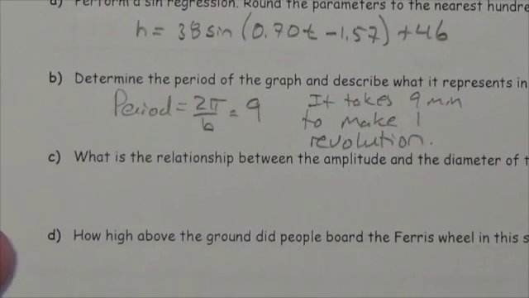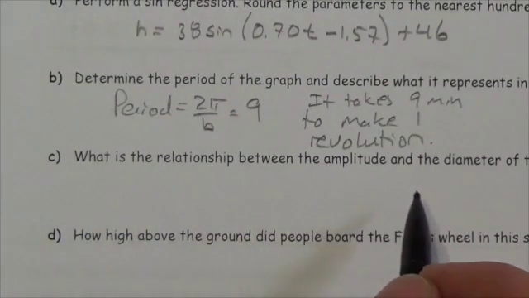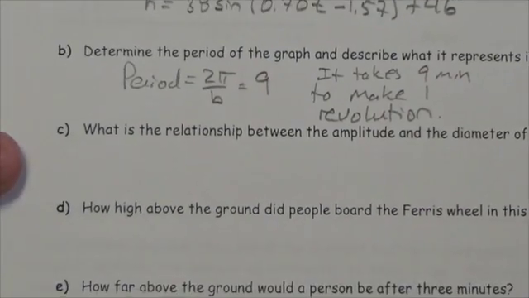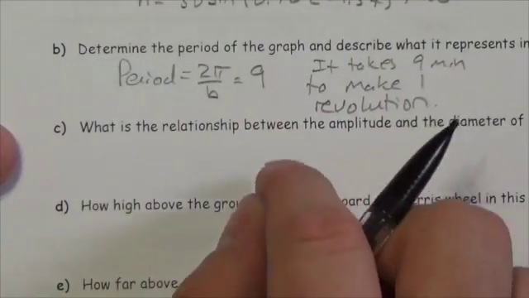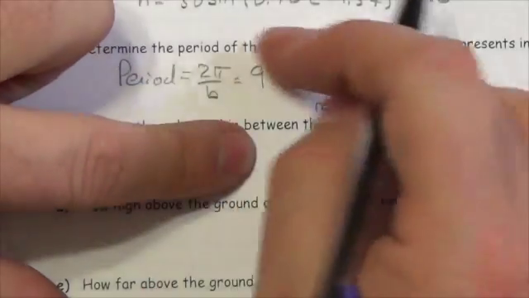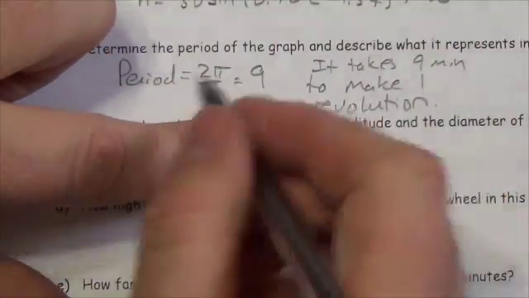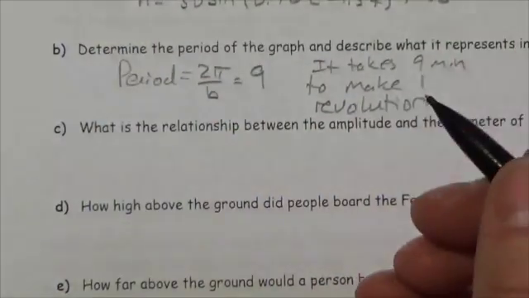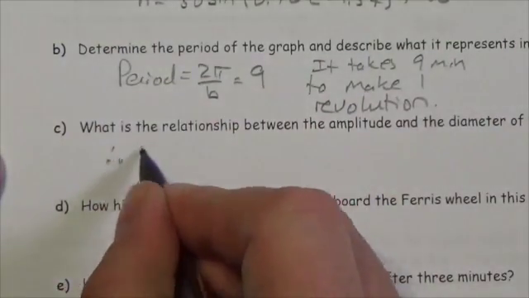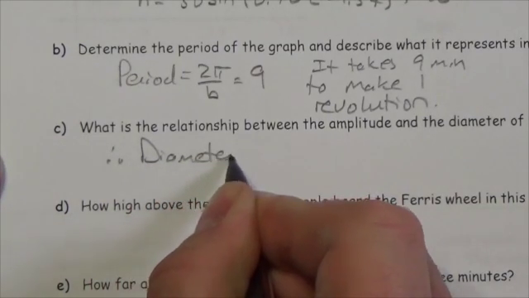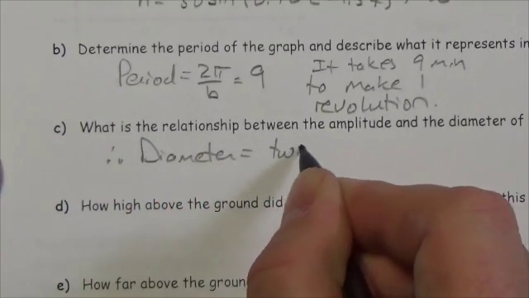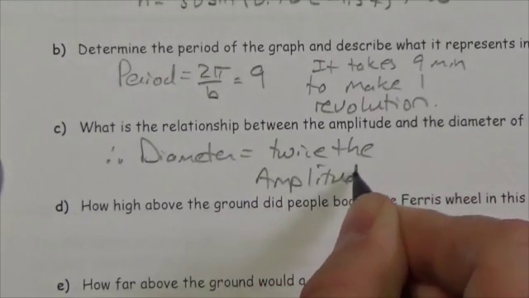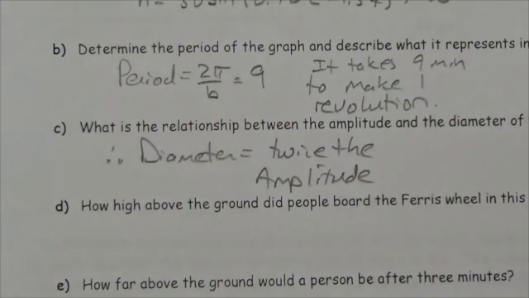All right, good. Now, what is the relationship between the amplitude and the diameter? Well, I don't really even need the equation to tell you this right here. Remember what amplitude is. Amplitude is the distance from the center of the motion to the top, or the center of the motion to the bottom. Now, if you think of a wheel, center to the bottom, center to the top, that's the radius. So therefore, the diameter, okay, is going to be equal to twice the amplitude. Just like it would be twice the radius, because the amplitude really is the radius.